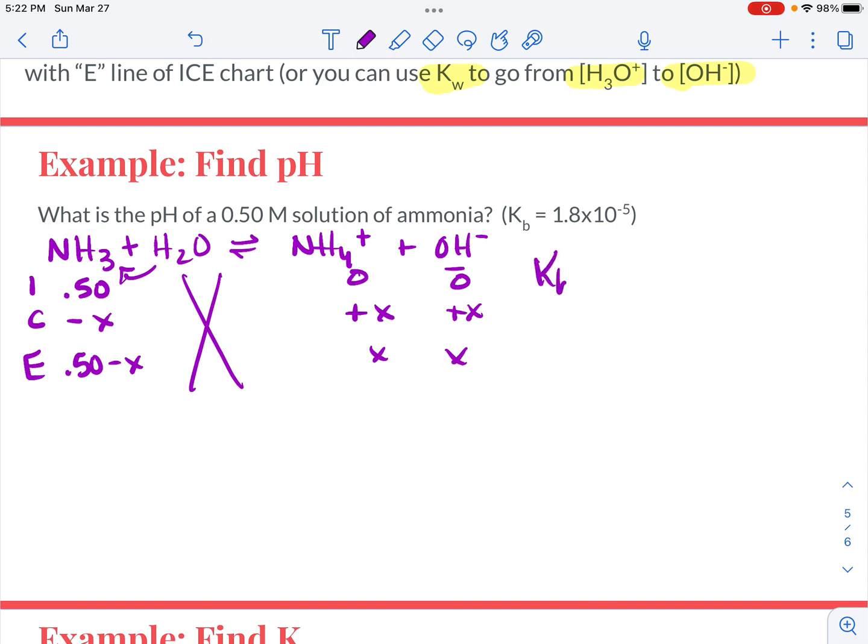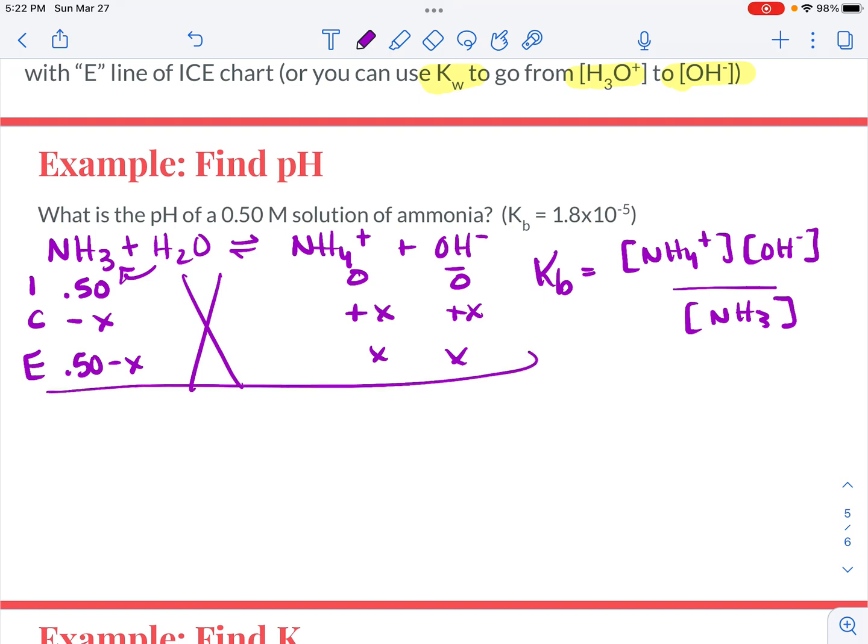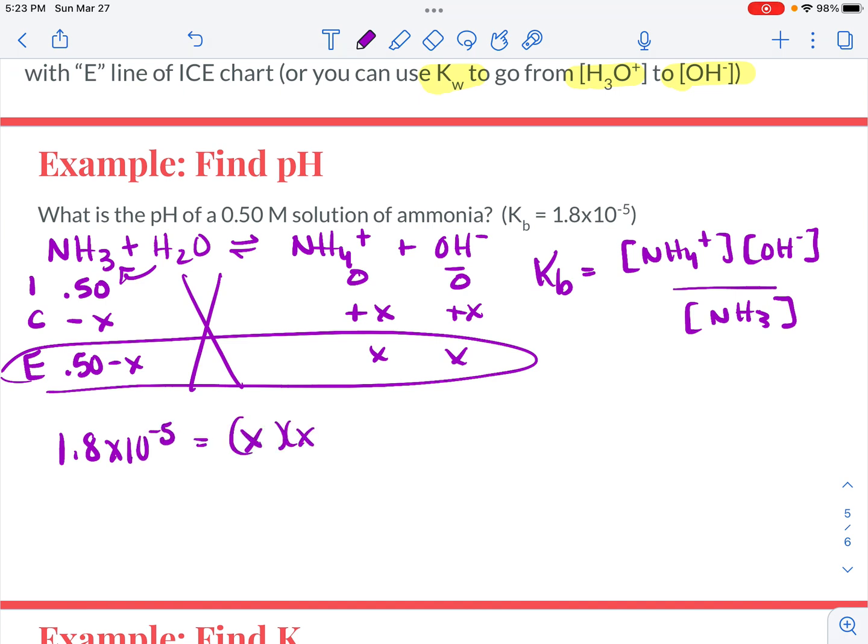And then I'm going to say that Kb equals the concentration of the ammonium ion times the concentration of the hydroxide ion over the concentration of the ammonia molecules. And I can set Kb equal to all those ion concentrations from the E line of my ice chart. So that would be 1.8 times 10 to the negative fifth equals x times x, or x squared, over 0.50 minus x.